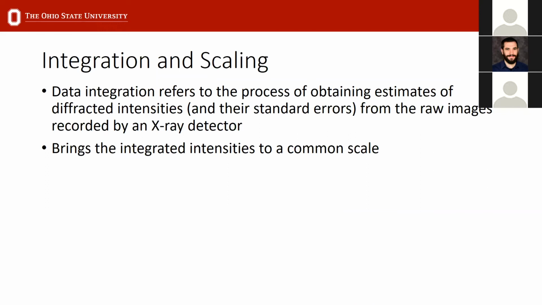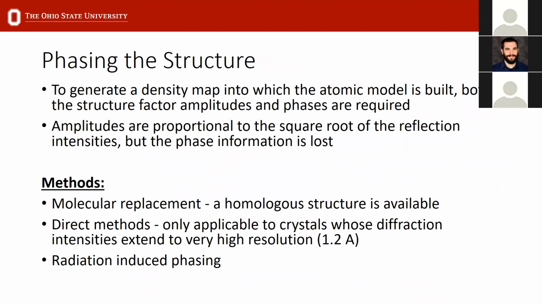And some of those reflections may appear a couple of times in our data set so far. Since they're the same reflections, we can bring them together in a process called scaling. In the scaling process, we bring the reflections onto a common scale. Now, once we have that, we can move on and phase the structure.